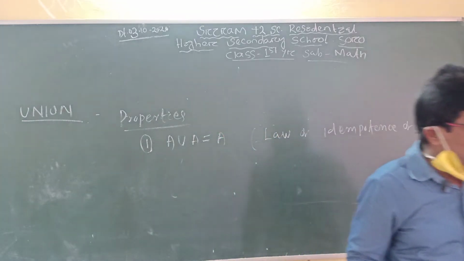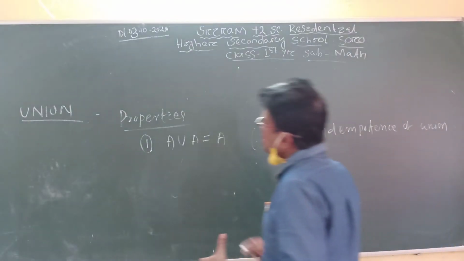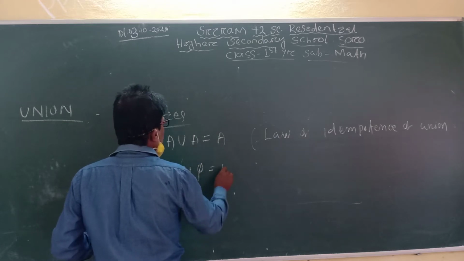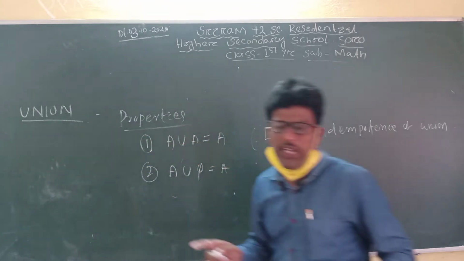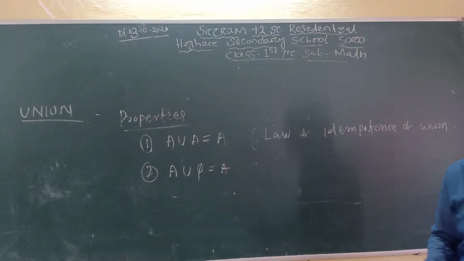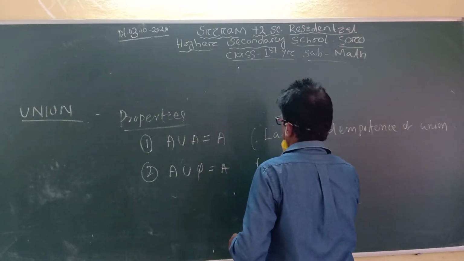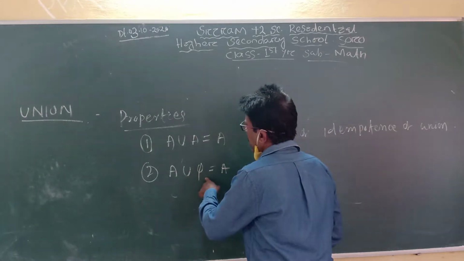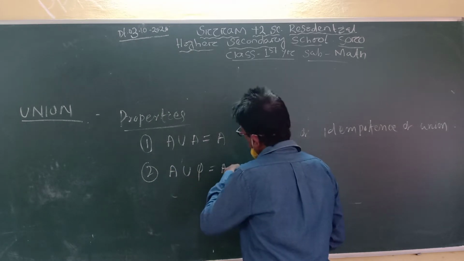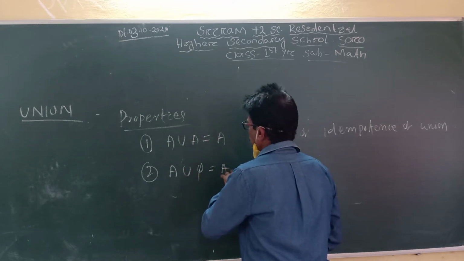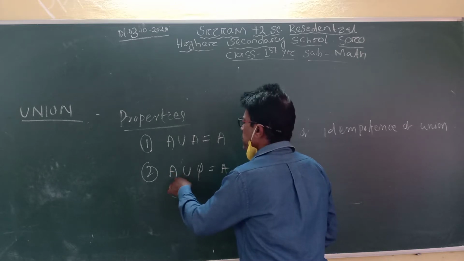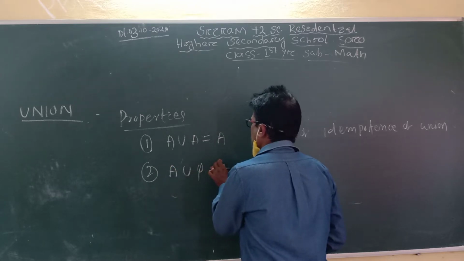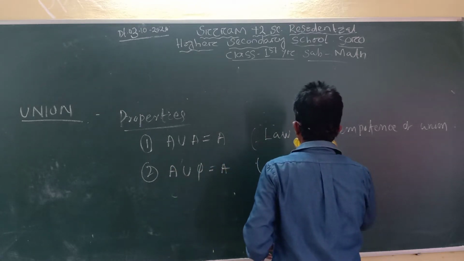Next property in your books: A union phi. Phi means the null set. A union phi is equal to A. That is in your book the law of identity. Identity means any set union with phi becomes the same set. For example, B union phi is also B, C union phi is also C. So that is called the law of identity.